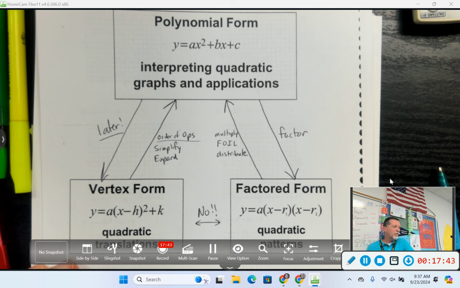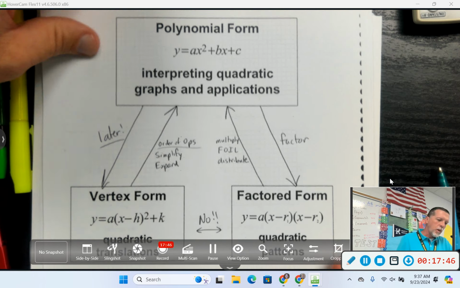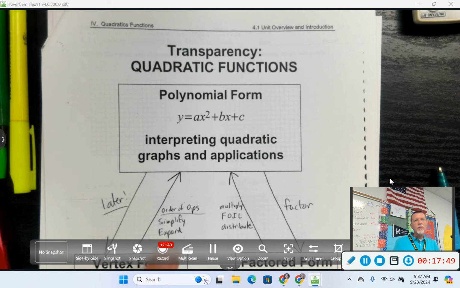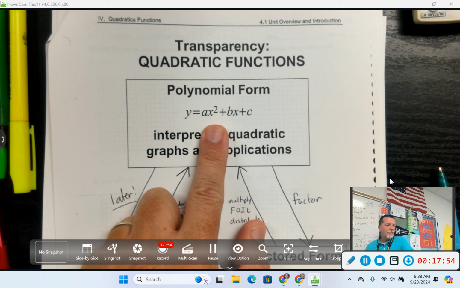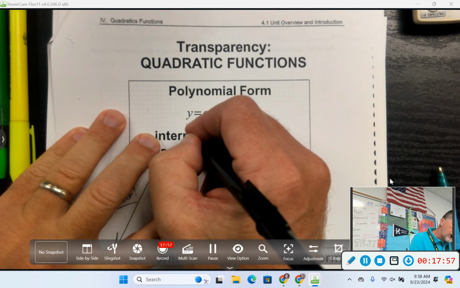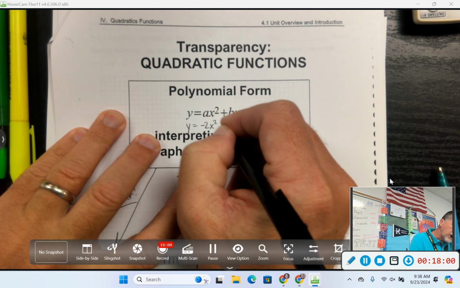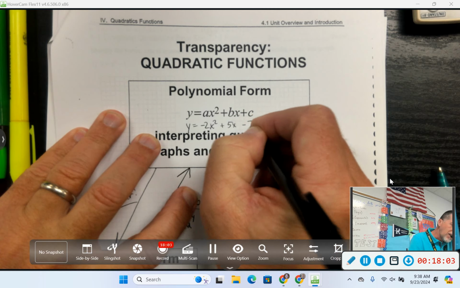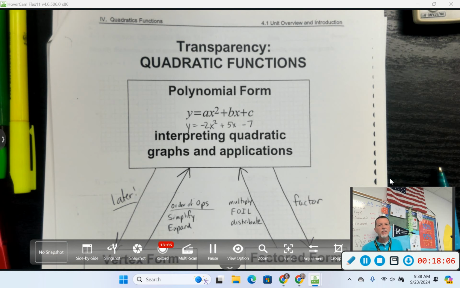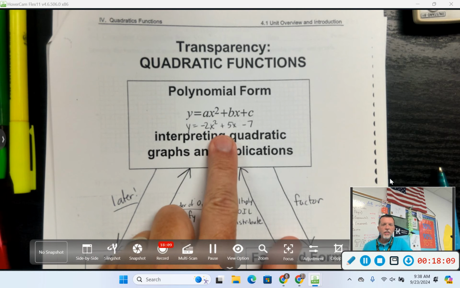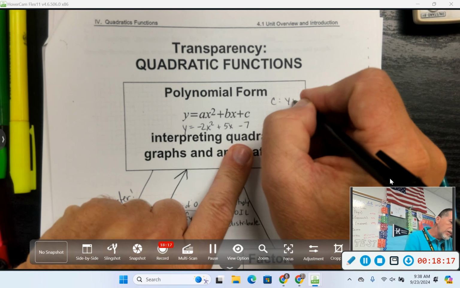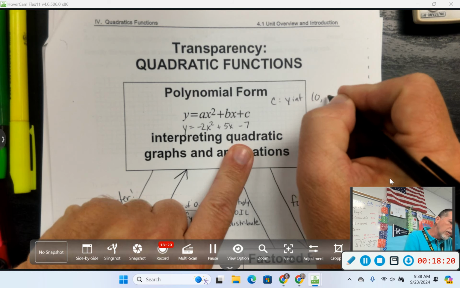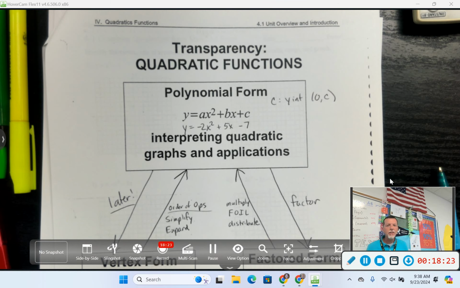All right, there's one more sort of set of information I want to put on this notes page, and that is what you would learn from each form. So back at this form, what could you tell me about the graph if you were looking at, I don't know, y equals negative 2x squared plus 5x minus 7? Like, what would you learn? What could you tell me about the graph if it was in this format? Y-intercept? What would tell you the y-intercept? C would tell you the y-intercept because you'd plug in 0 and you'd get C. So that's one thing we could learn.